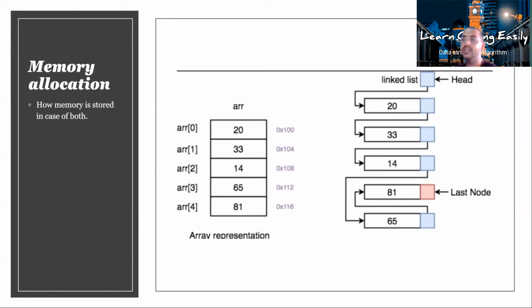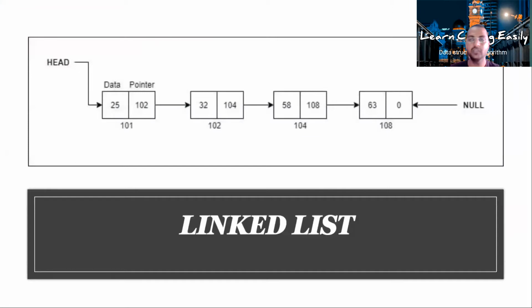But in case of a linked list, we can store elements at random positions. So it is not necessary that a linked list should be stored contiguously. It can be contiguous, it cannot be contiguous. That is the difference I wanted to show you. Okay, now let us jump to the linked list.